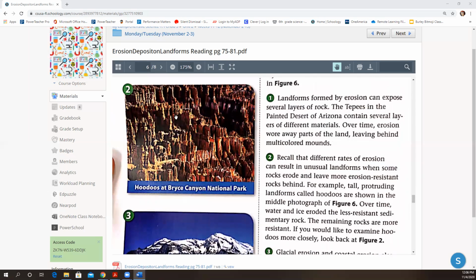Okay, so if you see those, and if you remember from the Bill Nye, there were those arches, and the middle part went missing because that was the part of the rock that was weaker, so it got eroded faster, and then only the strong part on the outside was left.